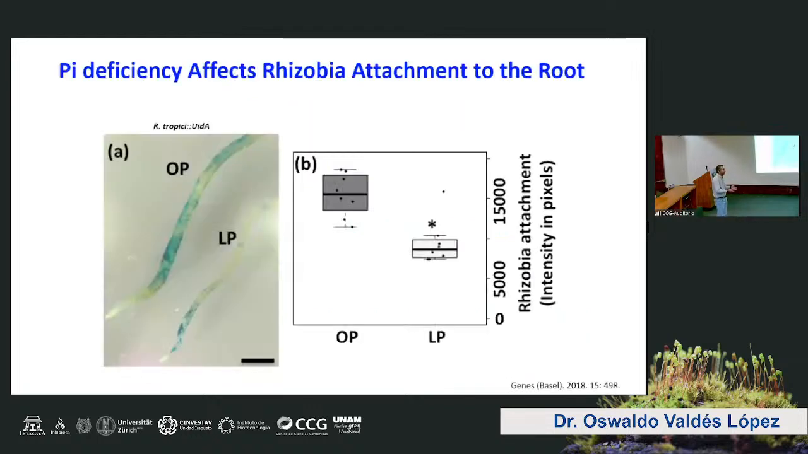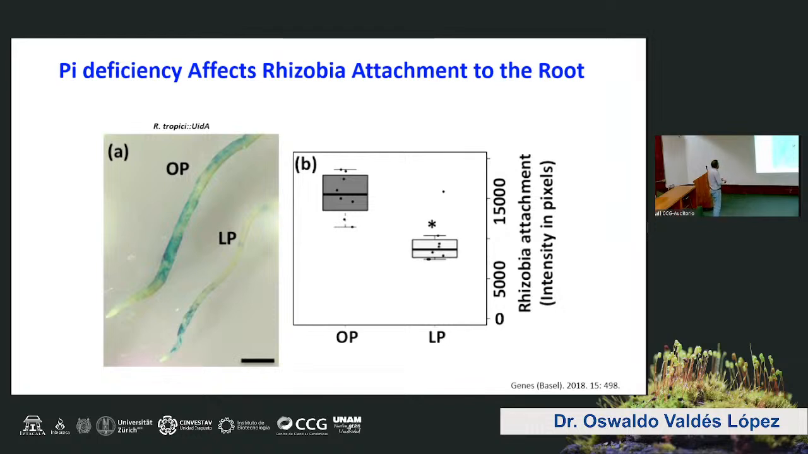And I have to admit, I'm a Phaseolus vulgaris supporter. But I have good news for you at the end. So the first question is whether or not phosphate deficiency affects the rhizobial infection process.